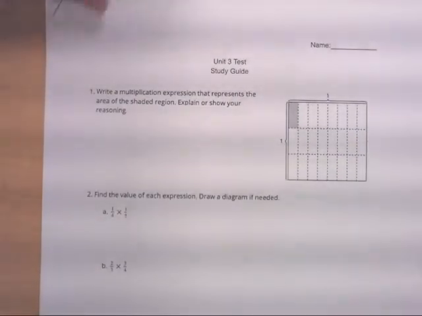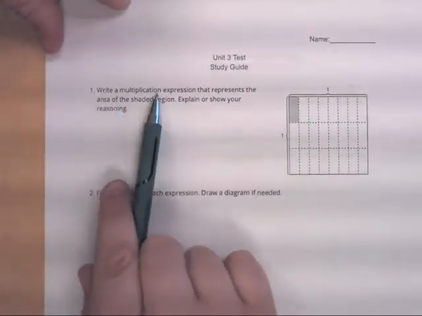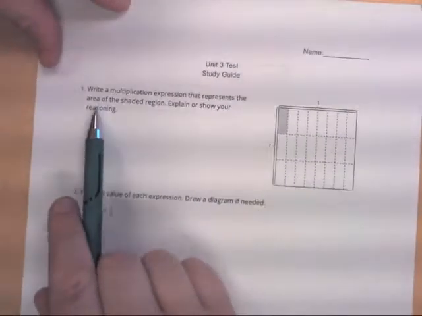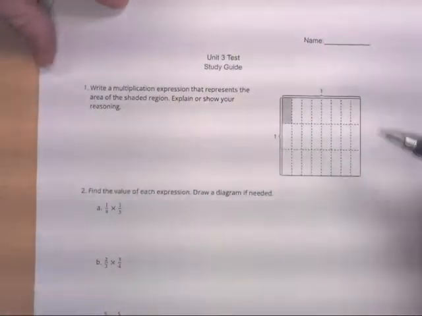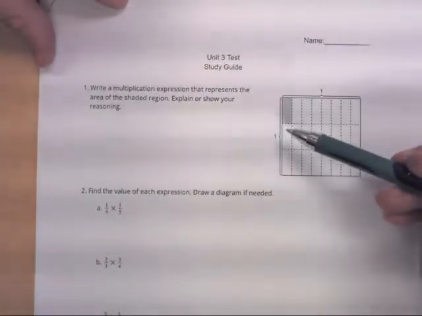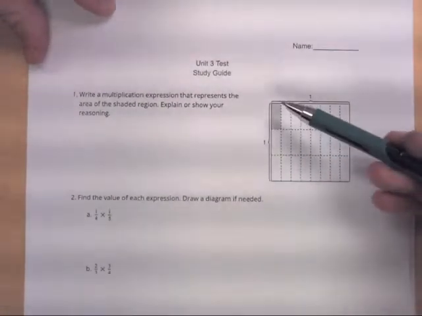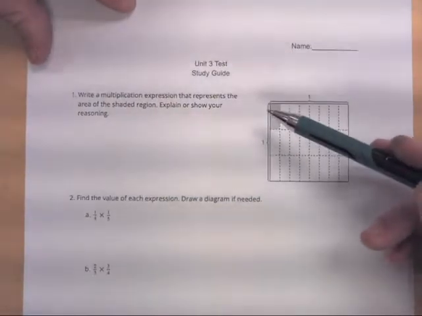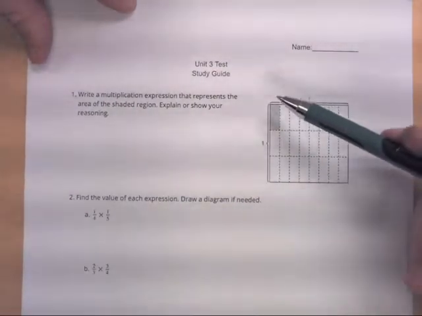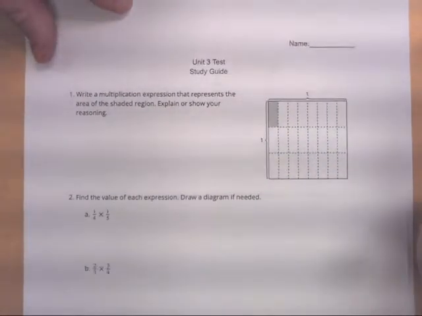The study guide right here starts out with a diagram. Write a multiplication expression that represents the area of the shaded region. Explain or show your reasoning. So we have this shaded region right here, and we need to write a matching multiplication expression that we could use to find the area of this shaded region.